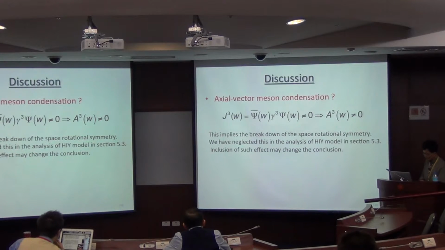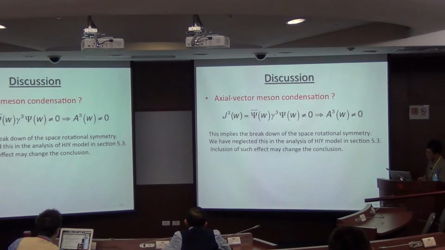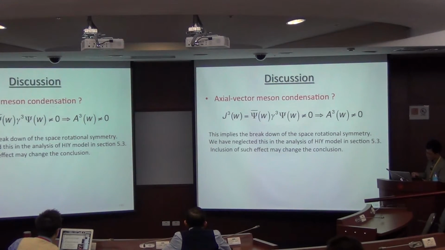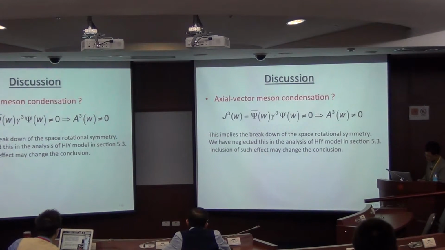I'm going to give us some discussion. Although I did not say explicitly, there exists an axial vector meson condensation in our approach at this moment. When the solution of the mean field is substituted, this current does not vanish. Then, non-vanishing of this current implies that the mean field for this axial vector meson exists. This implies that there is an axial vector meson condensation, and which implies a breakdown of the spatial rotational symmetry.